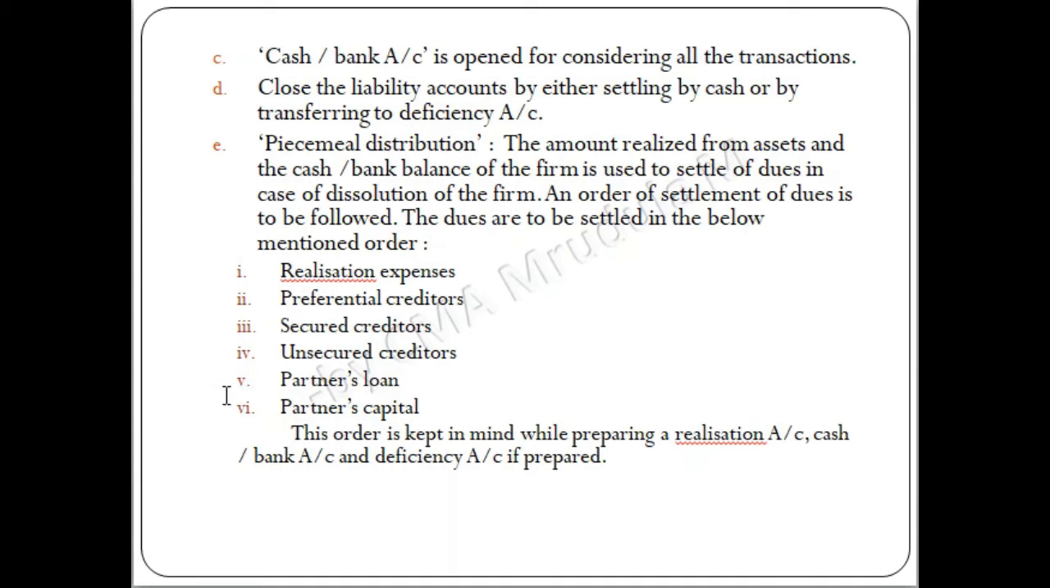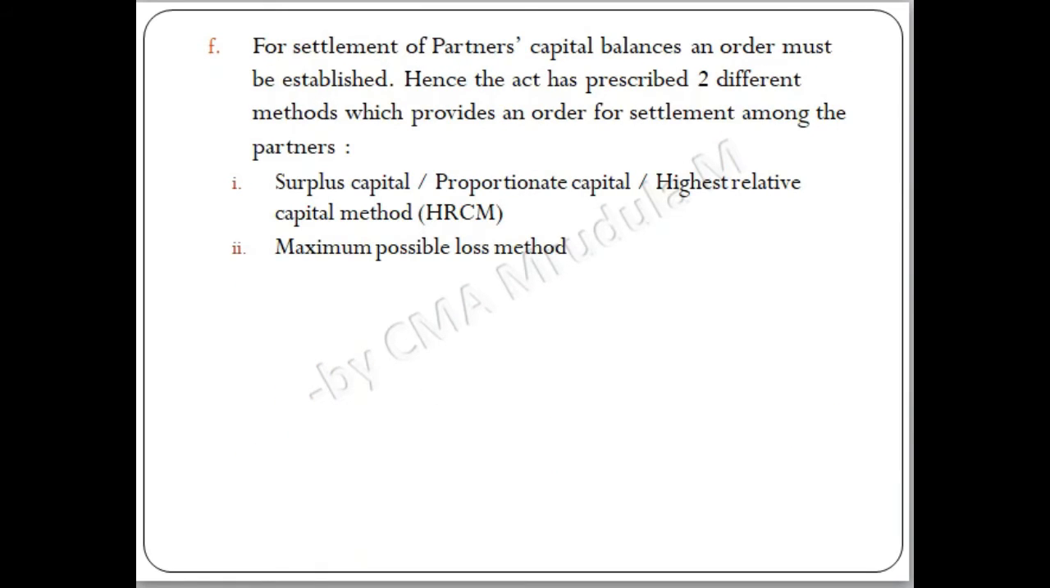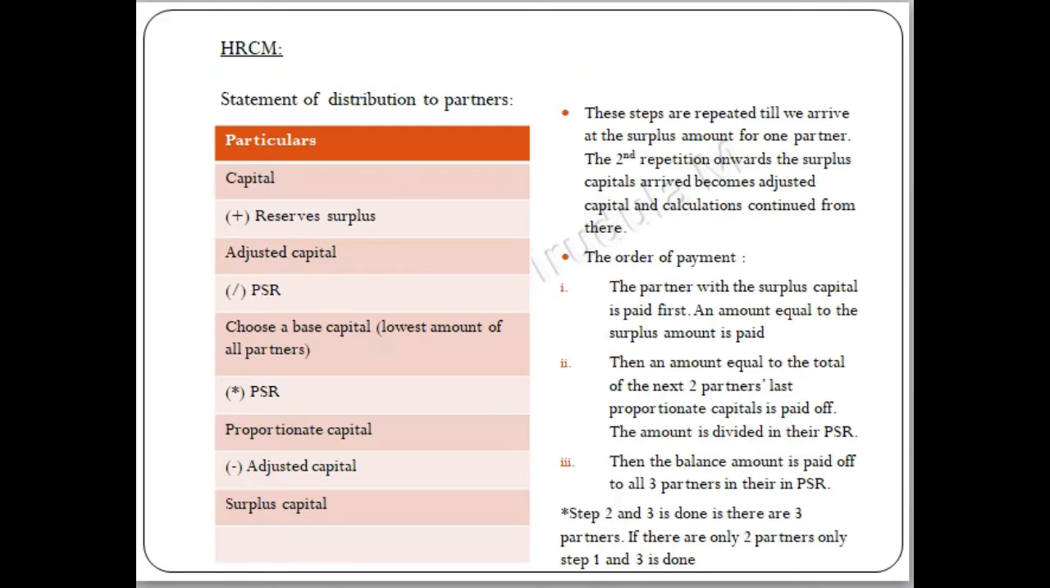Now, when we come to partners' loan and partners' capital settlement as well, for determination of the order of settlement of partners, the Act has prescribed two different methods. The first one is surplus capital, also known as proportionate capital, also known as highest relative capital method, HRCM. The second one is the maximum possible loss method. So let us understand each method. The first one being HRCM, highest relative capital method.